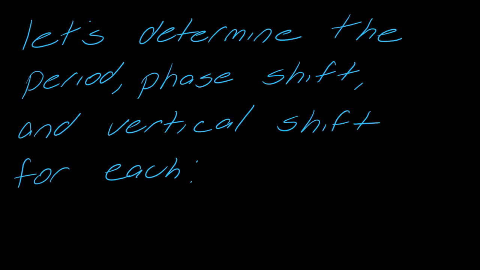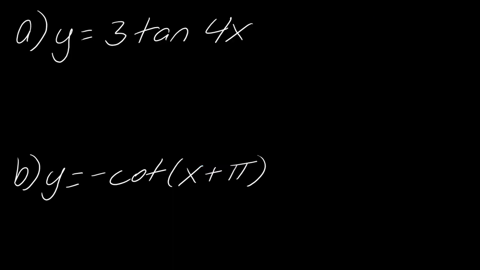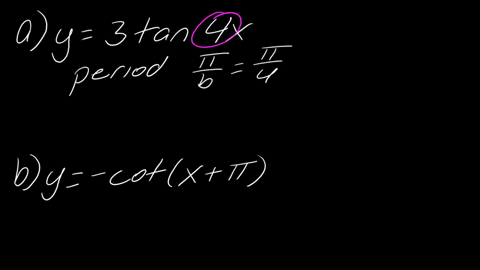So I thought it would be good to first get used to finding period, phase shift, and vertical shift for each of these functions. So let's review how I do that. Let's start with a basic function like 3 tangent 4x. To find the period, the period is always found by taking pi over b, and b is whatever number is attached to the x. Now this can get trickier if you have a bunch of translations, and I'll show you how to work with that in a few minutes.